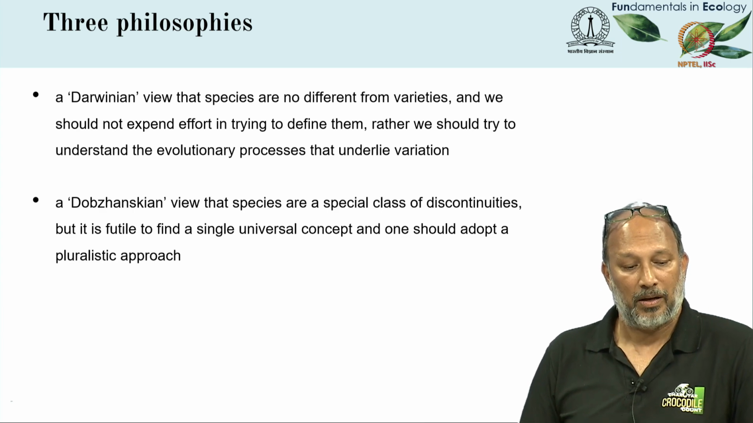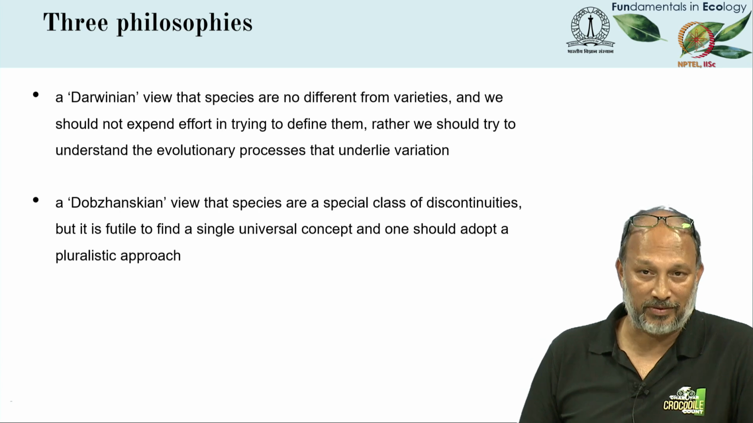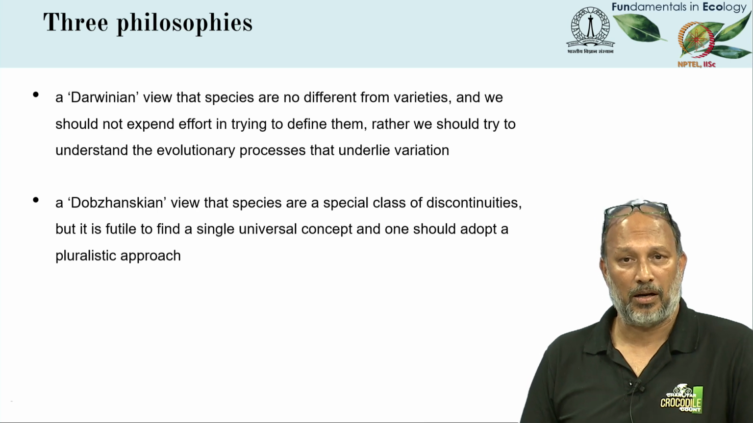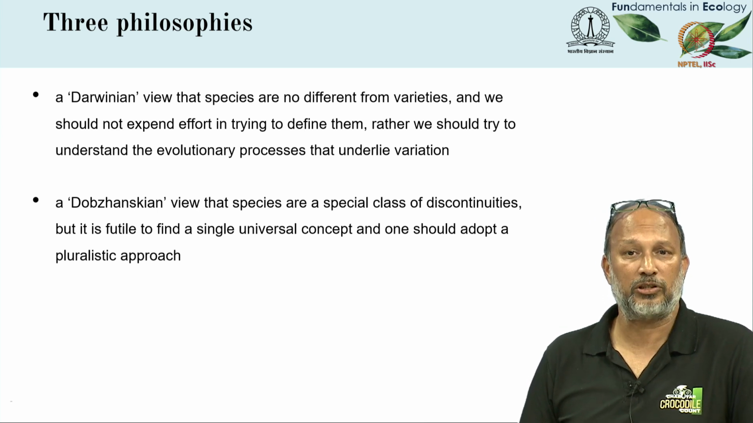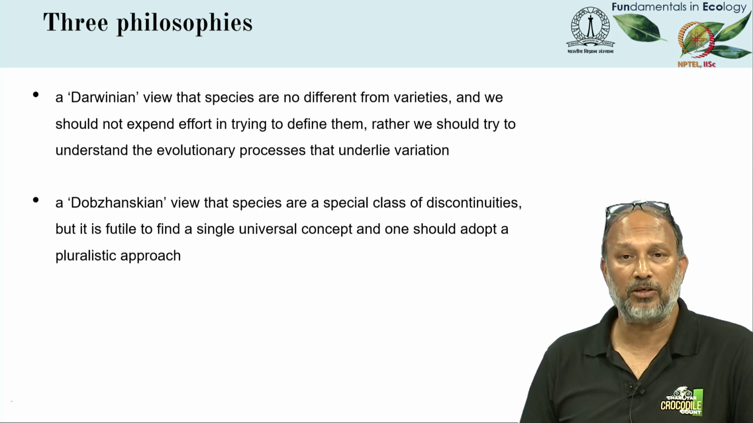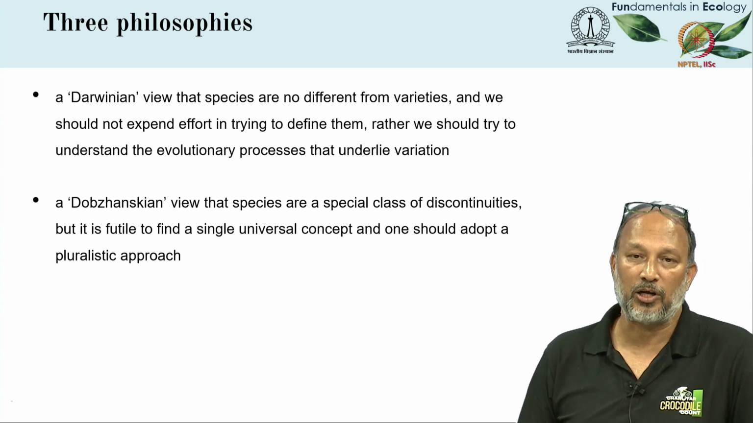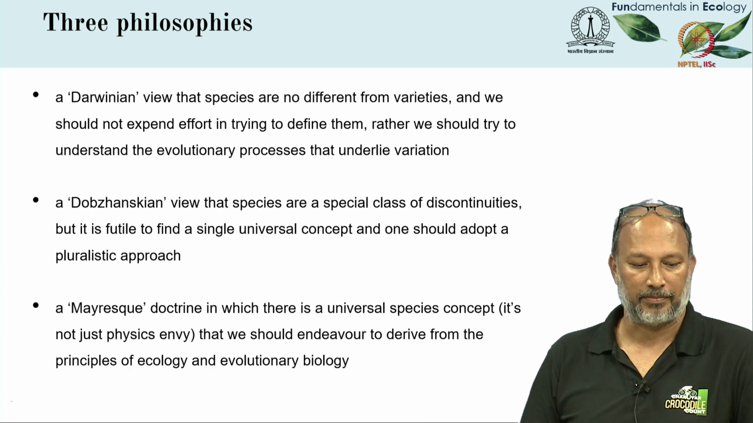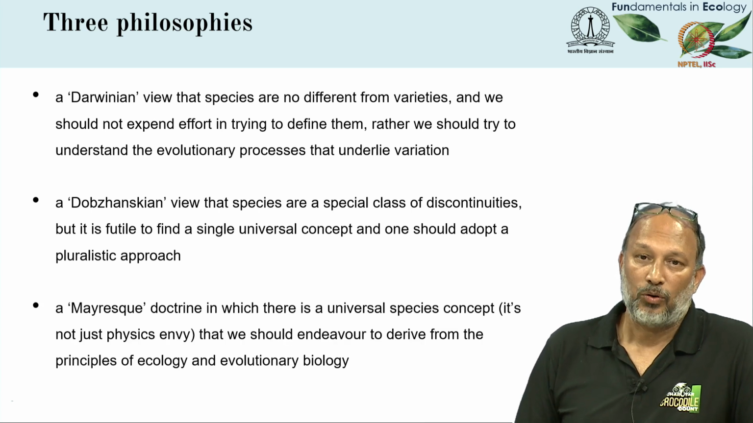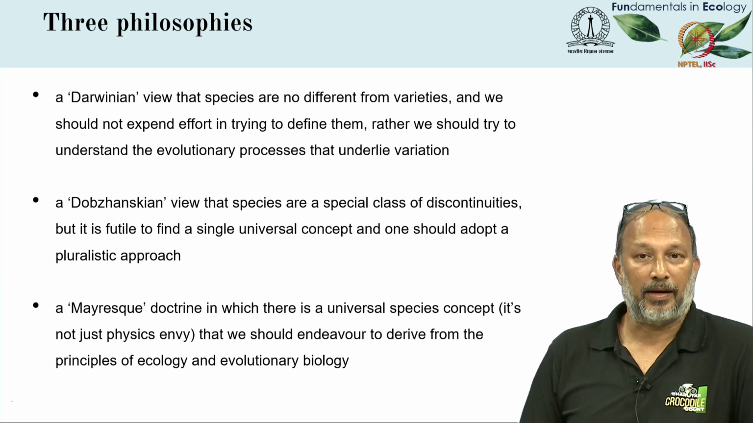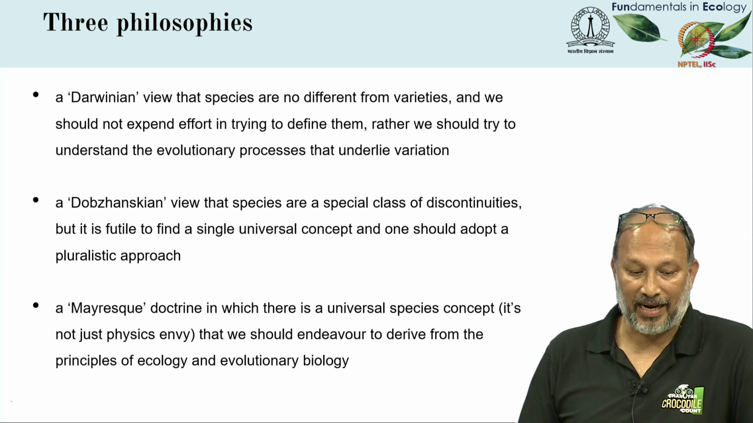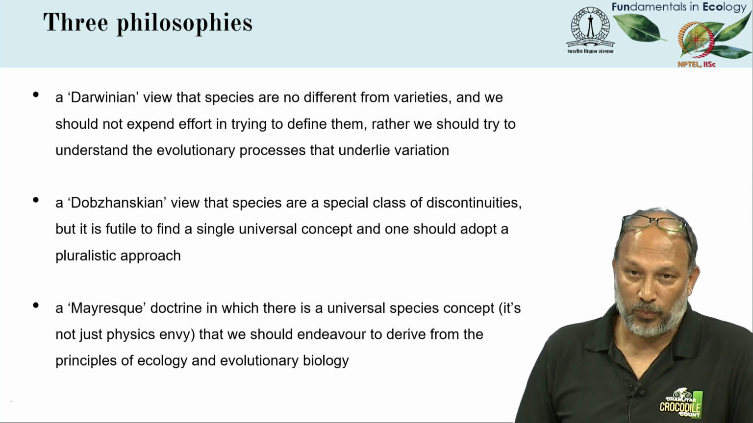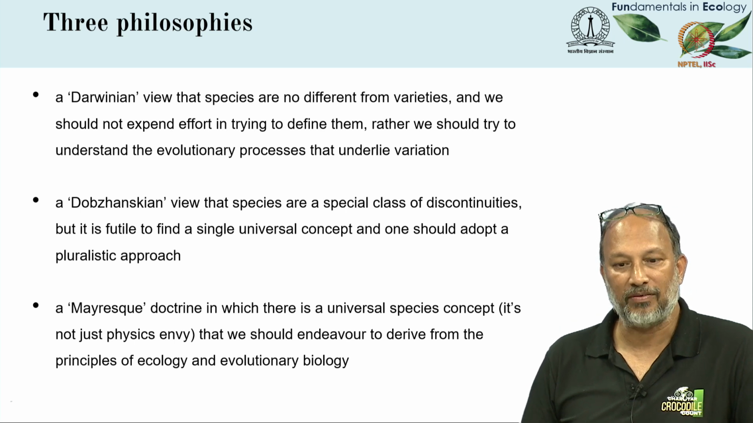Theodosius Dobzhansky had a view that they are indeed a special class of discontinuities, but there's variation across the tree of life in how evolutionary processes operate, and so it's futile to find a single universal concept, and one should therefore adopt a pluralistic approach that may be taxon or system specific. And Ernst Mayr, who proposed the biological species concept, and others believe that there's a universal species concept, that we should endeavor to derive from the principles of ecology and evolutionary biology.